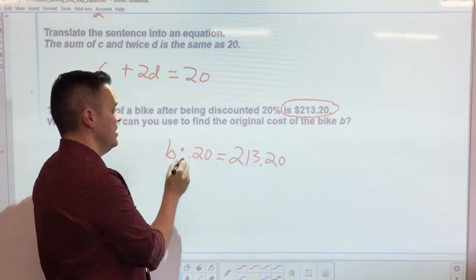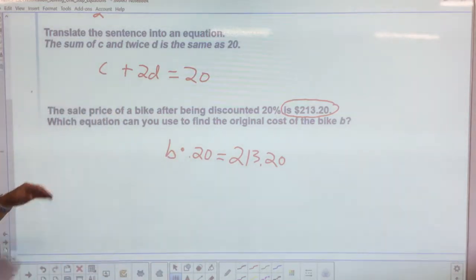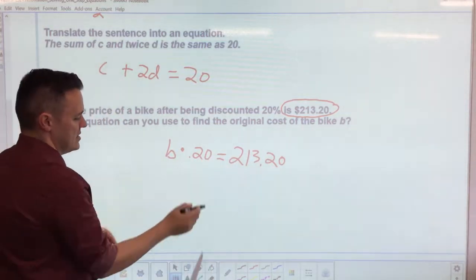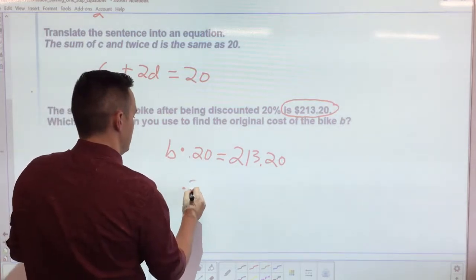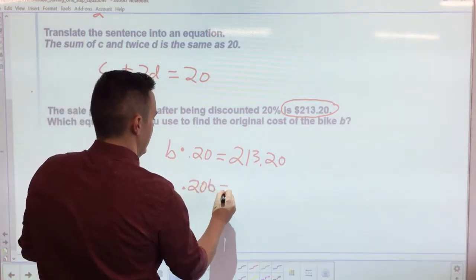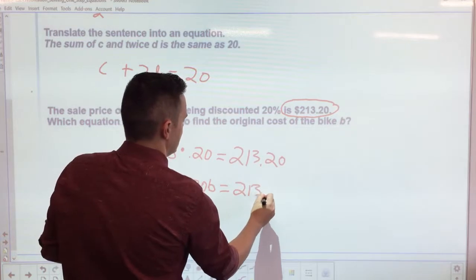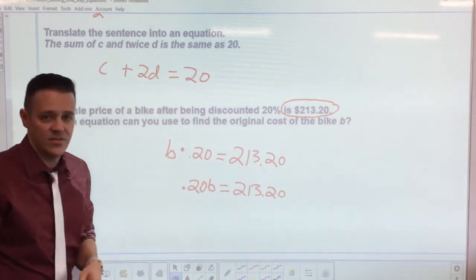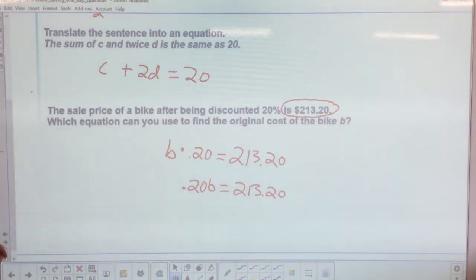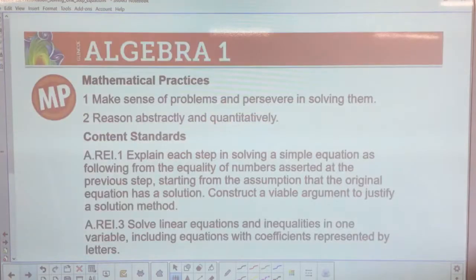Now, does it ask you to solve it? It does not. It just says write the equation. So you can rewrite this if this is bothering you. It would be 0.20b equals 213.20, but you guys get the gist, okay? That is the equation. You solve it, and how you solve that is what we're talking about today.